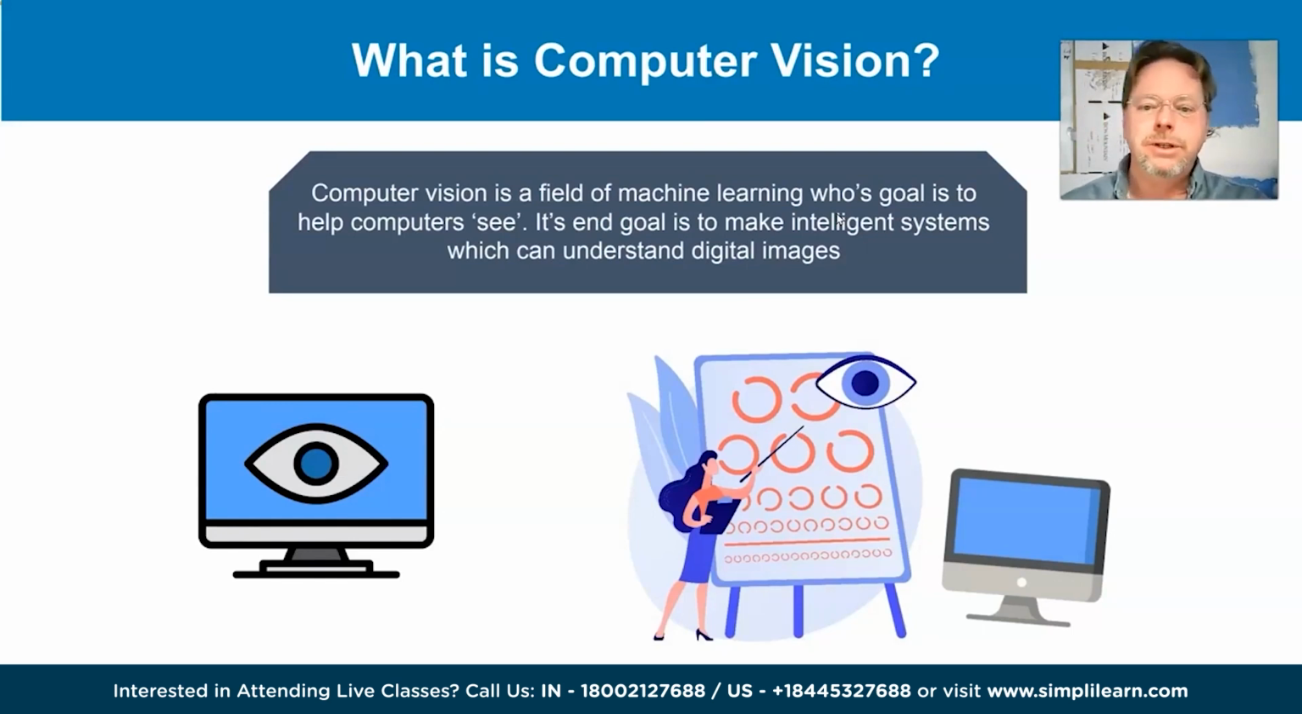Computer vision is a field of machine learning whose goal is to help computers see. Its end goal is to make intelligent systems which can understand digital images. And there's all kinds of different examples, from handwriting identification, categorizing of pictures, is that a dog or a cat in the picture, and all that different things. Those are all part of computer vision. Cars, the new automated cars, and being able to drive down the road, they usually use aspects of computer vision to do that for our AIs.